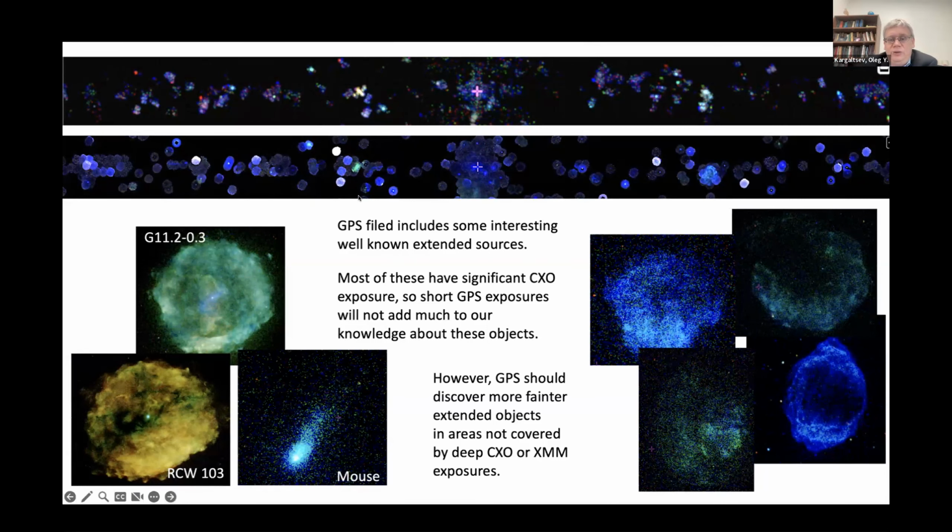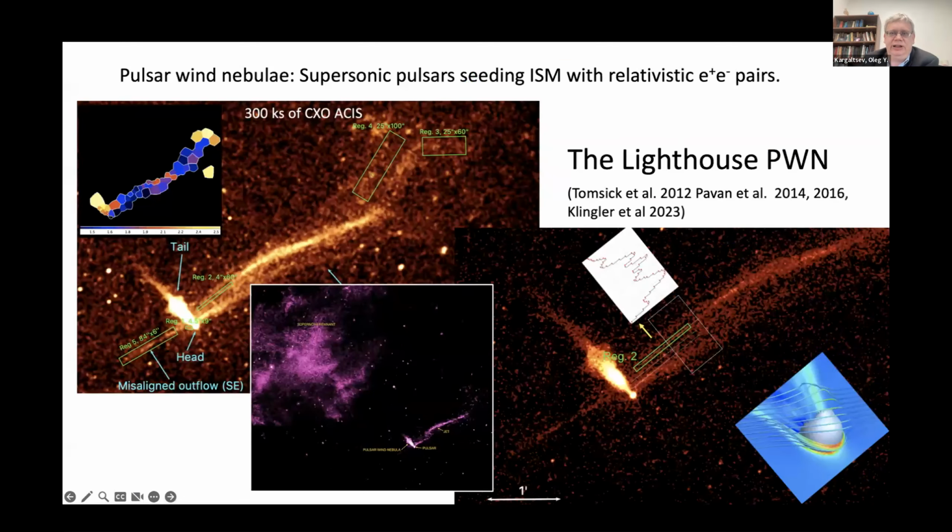We cannot really extract a lot of science for some of these objects compared to a deeper X observation. And I'm going to argue that for some of these objects, deep X observations would be very interesting. These are just some examples of extended high energy objects, such as pulsar wind nebulae. And this is a very exciting one because there's something we don't understand happening here.